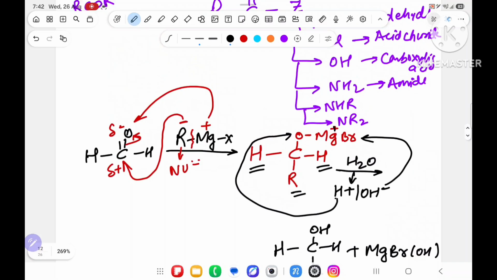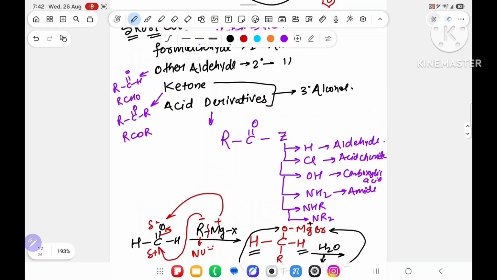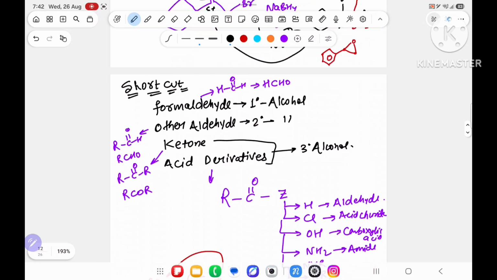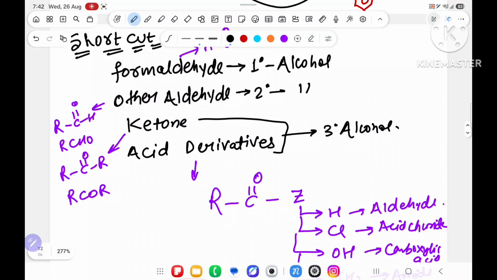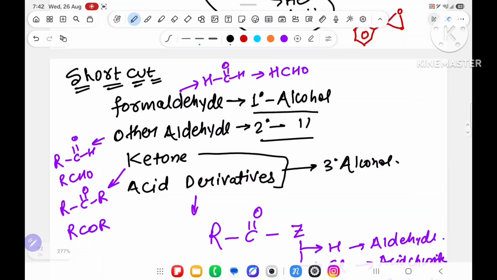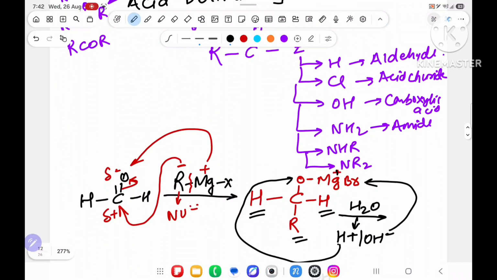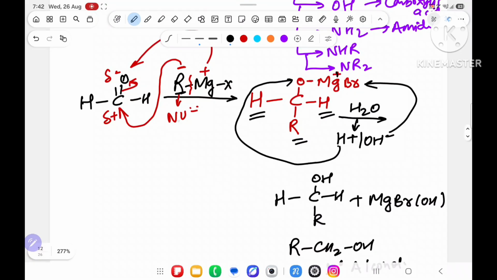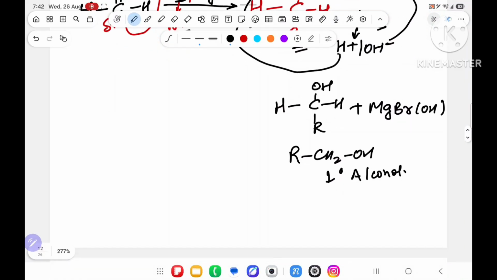Now, in the previous part, whenever we were using a reducing agent, we were not getting 3 degree alcohol. We wrote that 3 degree alcohol cannot be prepared. But over here I am writing, 1 degree alcohol prepared, 2 degree prepared, but 3 degree not prepared. Why is this different here? Because some extra R is coming from the Grignard reagent. Previously H was coming from NaBH4 as a nucleophile. This time the nucleophile is itself an alkyl group, so it will increase the degree.